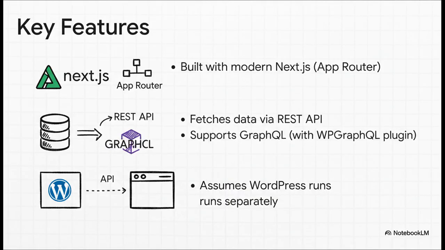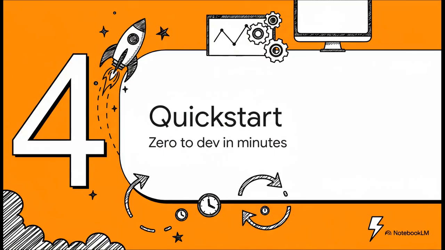First off, it's built with the latest version of Next.js, using its new App Router. Super modern. Now for getting your data, you've got options. You can use the standard WordPress REST API right out of the box, or, and this is really cool, you can install the WP GraphQL plugin to use the much more powerful GraphQL. The whole thing is designed to work with a totally separate WordPress install, which is exactly what you want for a clean, decoupled setup.